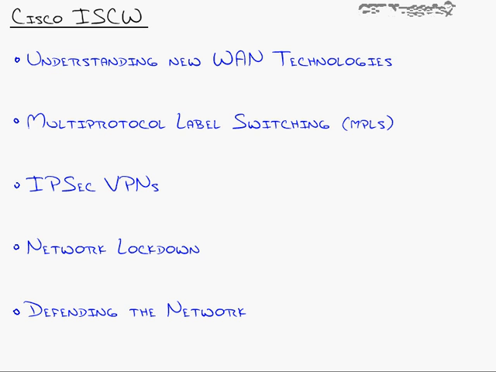all those are going to be implemented. Finally, when we look at defending the network, we're going to look at a new feature called the Cisco IOS Firewall, which is a repackaging of an old feature called CBAC. We'll then look at implementing IPS, intrusion prevention systems, on your routers to defend the network.